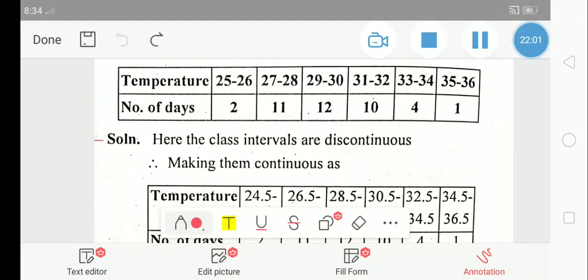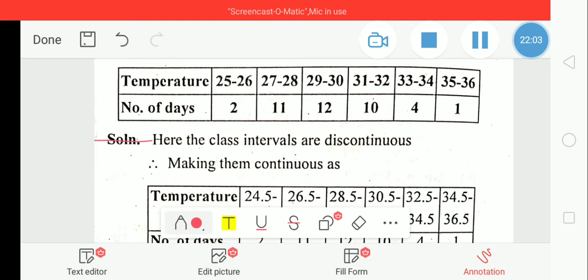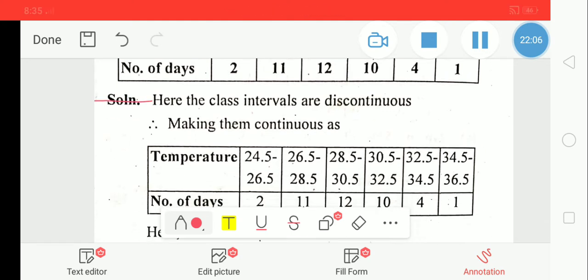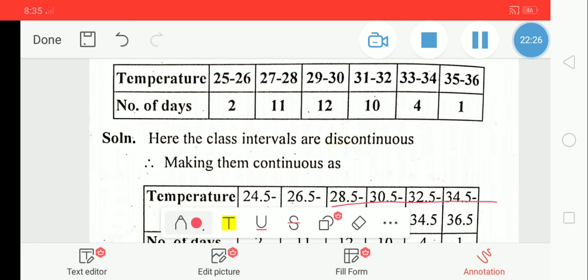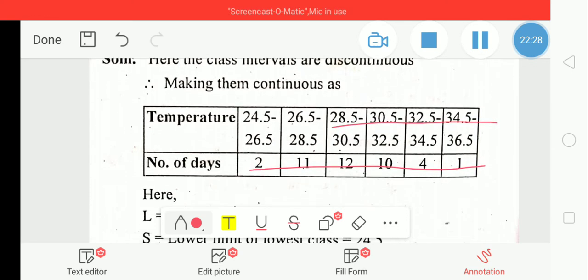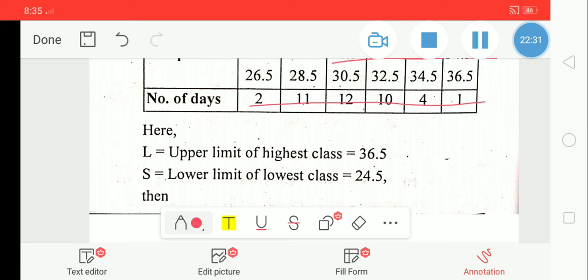Now take the solution. Here the class interval is discontinuous, so make it continuous. In this way, we subtract 0.5 from the first term and add 0.5 to the second term. So now we have 24.5 to 26.5, then 26.5 to 28.5, and so on. The frequencies are 2, 11, 12, 10, 4 and 1.